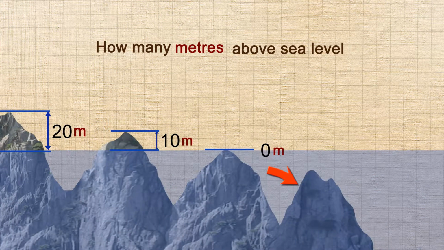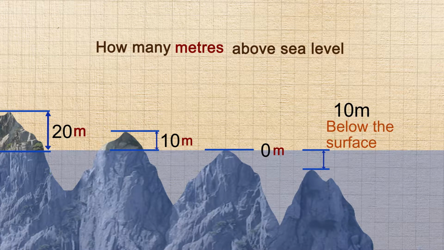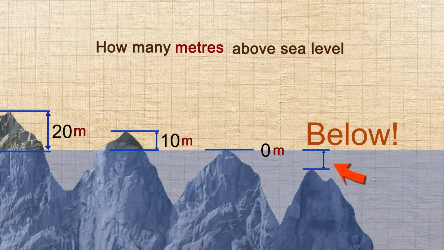But what about this island? It's not even above sea level at all. It's 10 meters below the surface. But our measurement is supposed to tell us how many meters above sea level it is. Fortunately, with negative numbers, there is no problem. We can just say that its height compared to sea level is -10 meters.